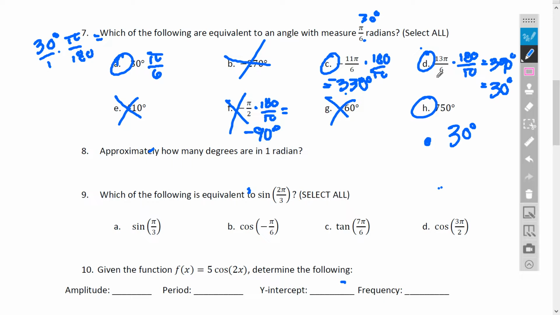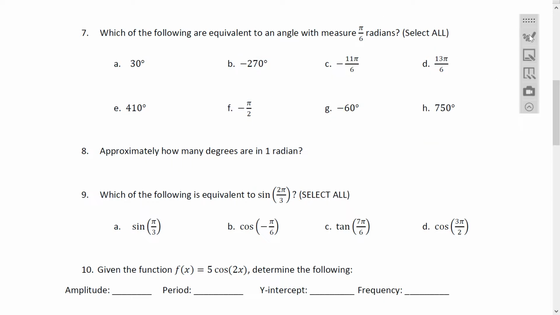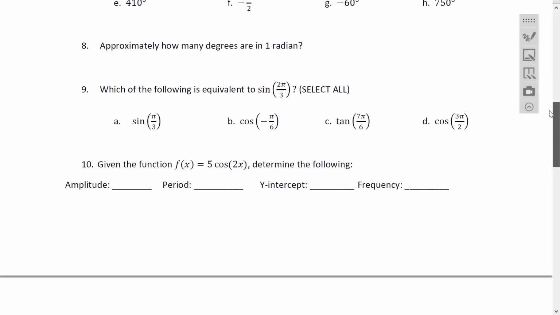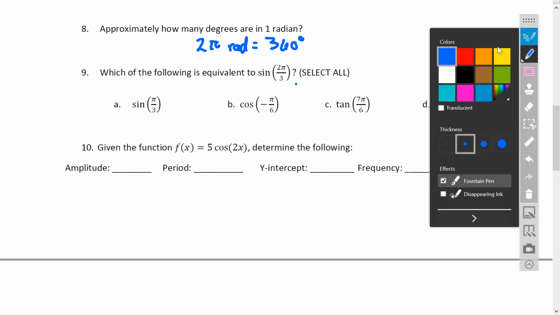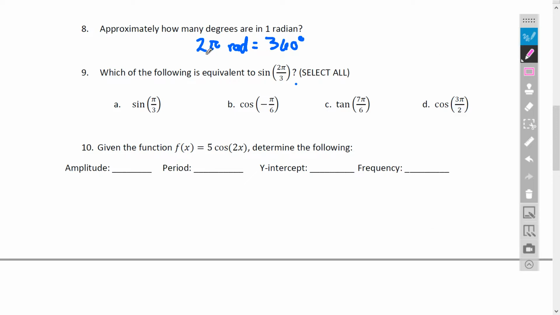So A, C, D, and H were all equivalent to pi over 6. Approximately how many degrees are in 1 radian? Okay, so what we need to remember here is that there are 2 pi radians in 360 degrees. So we can solve this for 1 radian by dividing by 2 pi.